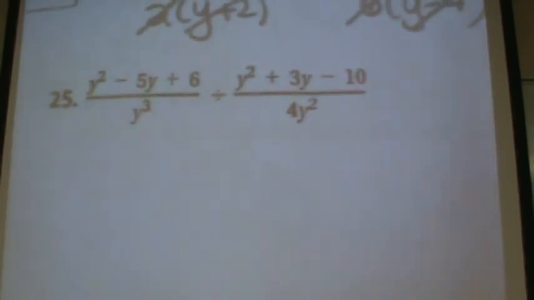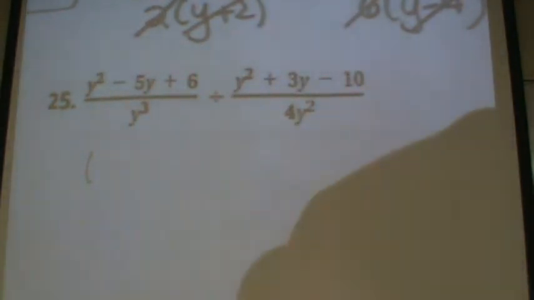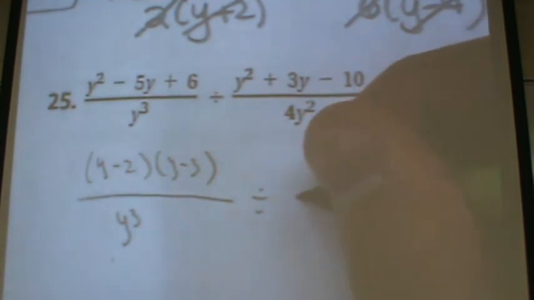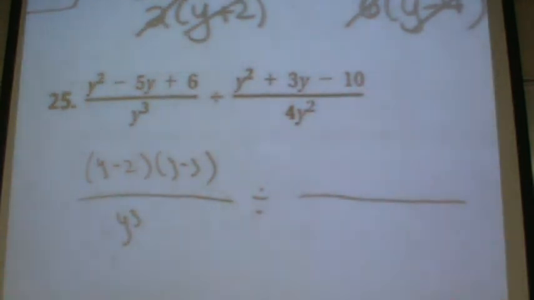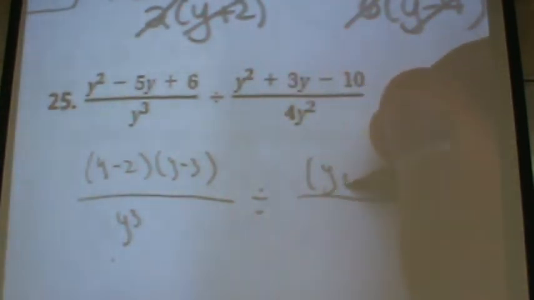Okay. So I gotta factor this. How do you factor this? Y minus 2. Yeah, 1 minus 1 over 3. Same. Alright, how do you factor the top? Y plus 5.